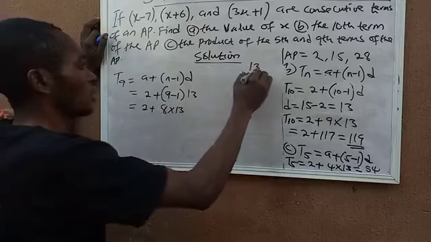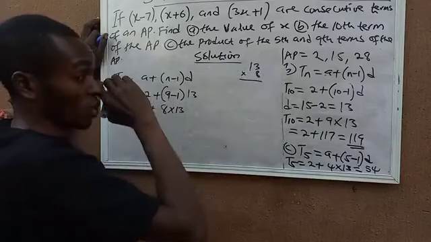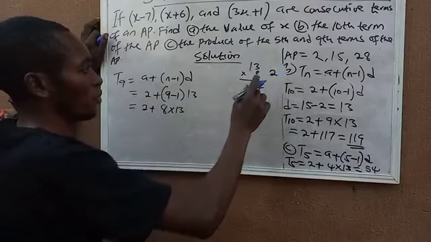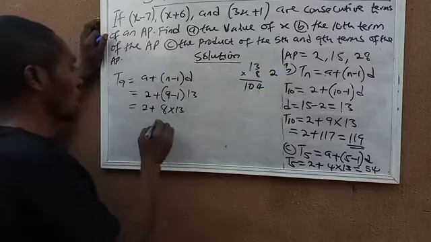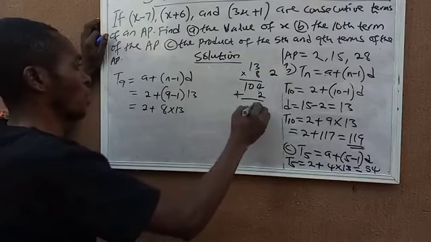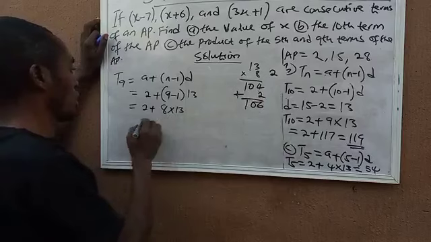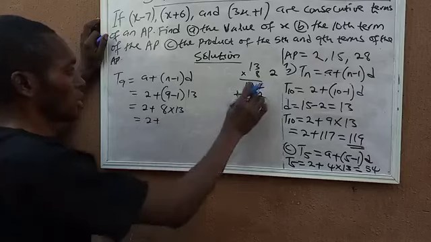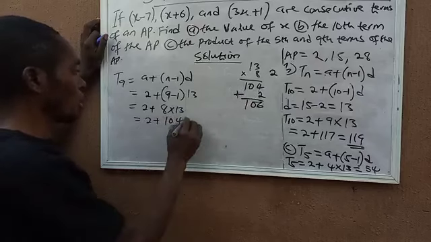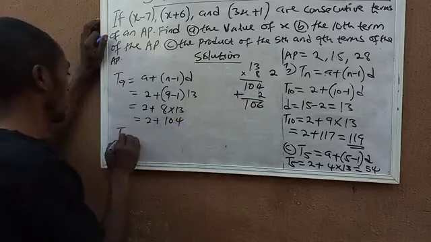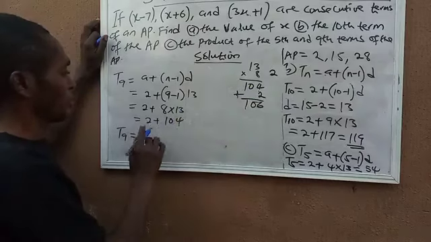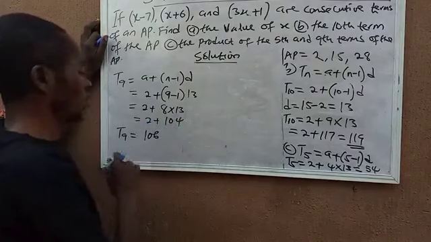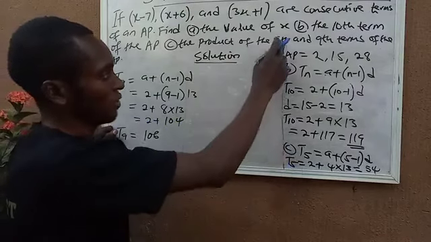We have 13 times 8 here. 8 times 3 is 24, so we write 4, carry 2. 8 times 1 is 8. 8 plus 2 is 10. So we have 104. Then 2 plus this, 104, and when we sum this, we get our T9 is equal to 106. Now, I've gotten the value of the fifth term and the ninth term.